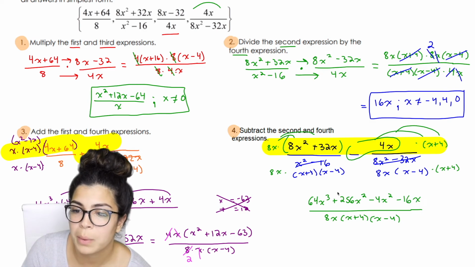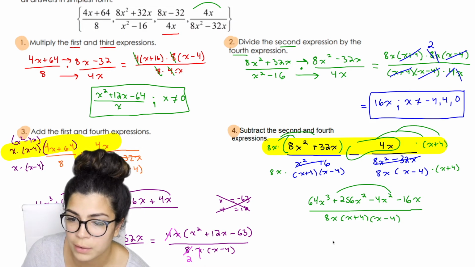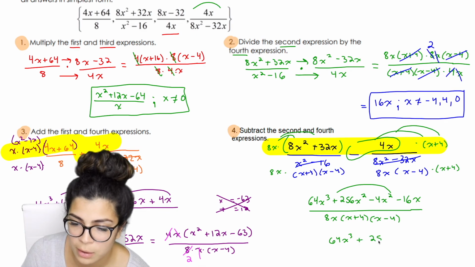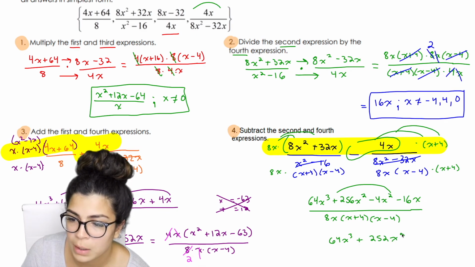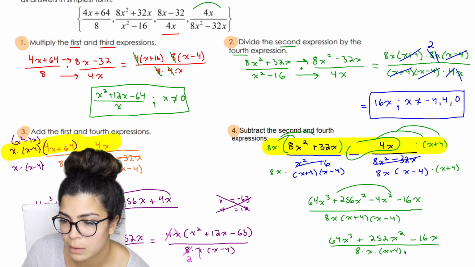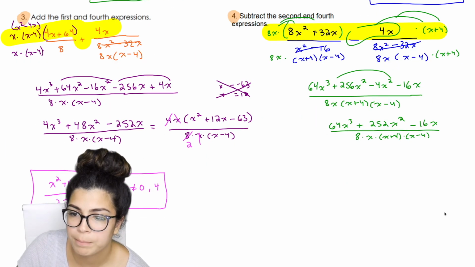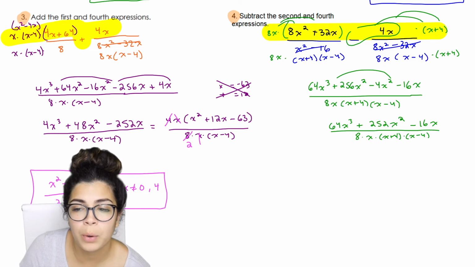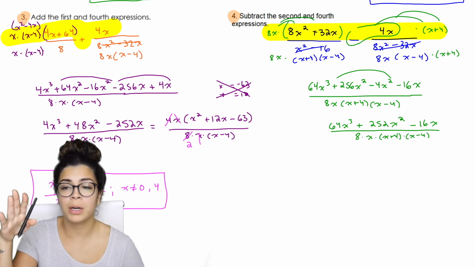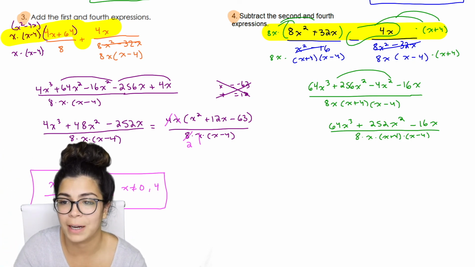All right, we can combine these two middle terms together. So we get 64x cubed plus 252x squared minus 16x. The denominator just stays the same for now. 8 times x plus 4 times x minus 4. Okay, now the important thing here is going to be, can we factor the numerator? If we can factor the numerator, then we can potentially cancel out common factors.